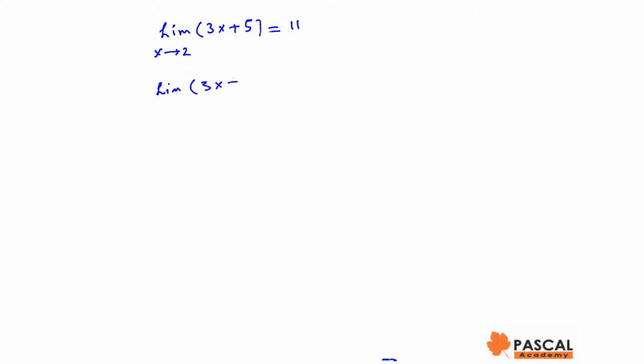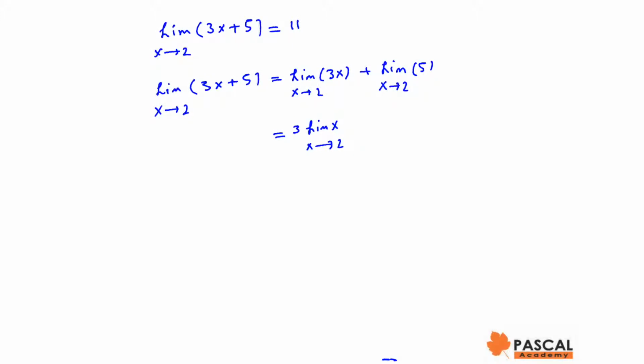We find the same limit using the properties of the limit. Limit of 3x plus 5 as x approaches 2 is the limit of 3x as x approaches 2 plus limit of 5 as x approaches 2. Limit of addition of two functions is addition of limits. Limit of a constant times a function is the constant times limit of the function. Therefore, limit of 3x as x approaches 2 is 3 times limit of x as x approaches 2, plus limit of 5 as x approaches 2.